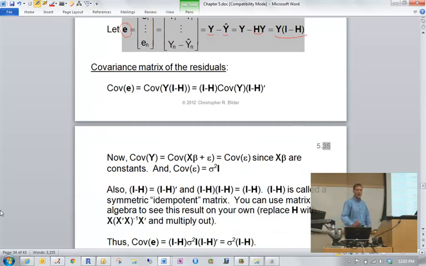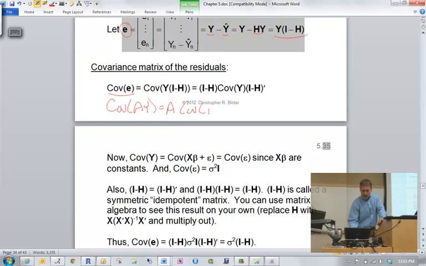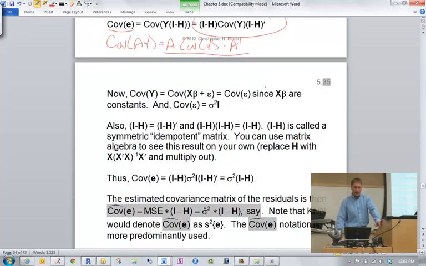Well, let's say that I want to find a covariance matrix now of the residuals. So the covariance of e. Like I showed you before, if I had the covariance of A times Y, that's equal to A times the covariance of Y times A prime. Well, A in this case is I minus H. H contains X's. I obviously contains the numbers 1s and 0s. So this I minus H matrix is all constant. So applying what we learned here, here's what my covariance matrix for e looks like.